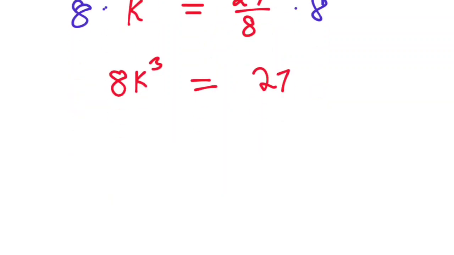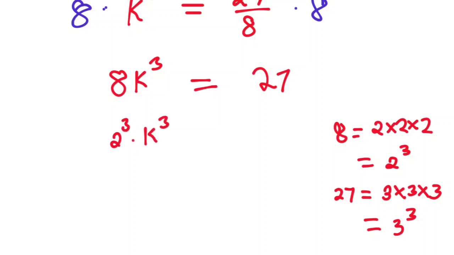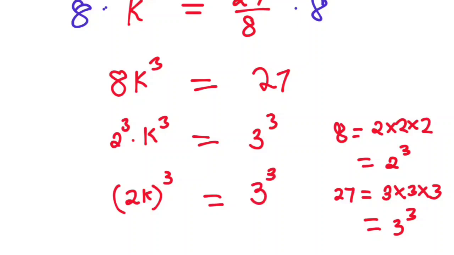So we can write 8 as 2 times 2 times 2, so we have 2 to the power of 3, and also 27 can be 3 times 3 times 3, where we have 3 raised to the power of 3. So therefore, we put this there: 2 to the power of 3 multiplied by k to the power of 3 equals 3 to the power of 3. So we have 2k, all to the power of 3, equals 3 to the power of 3.